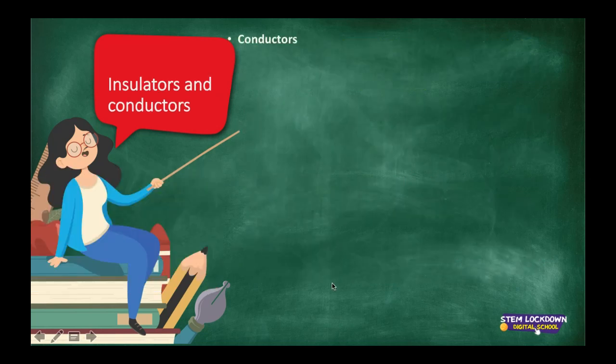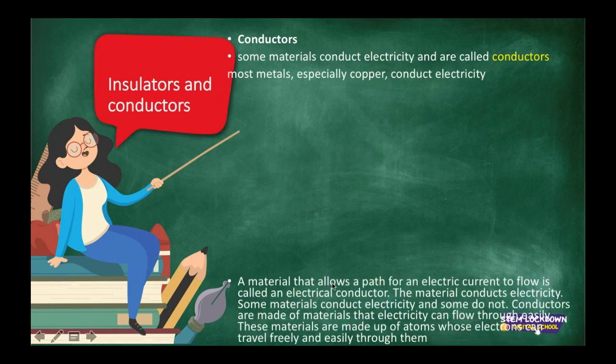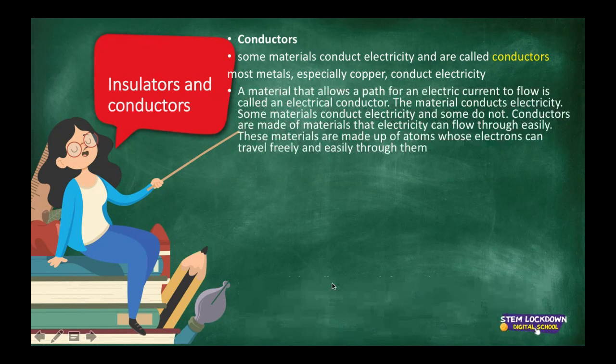All right, now let's discuss some more. Now, conductors, some materials conduct electricity are called conductors, all right? Most metals, especially copper, conduct electricity. A material that allows a path for an electric current to flow is called an electrical conductor. Some materials conduct electricity and some do not. Conductors are made of materials that electricity can flow through easily. These materials are made up of atoms whose electrons can travel freely and easily through them.